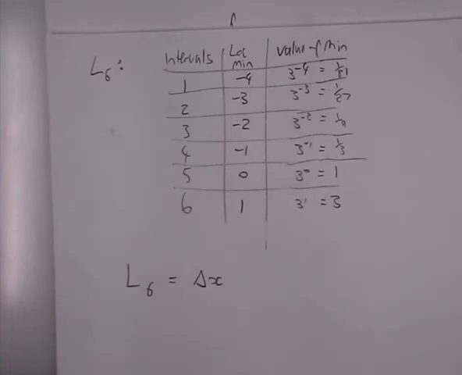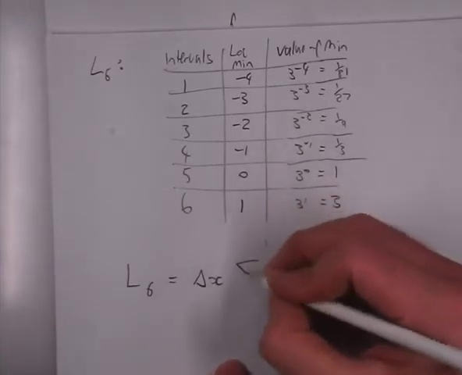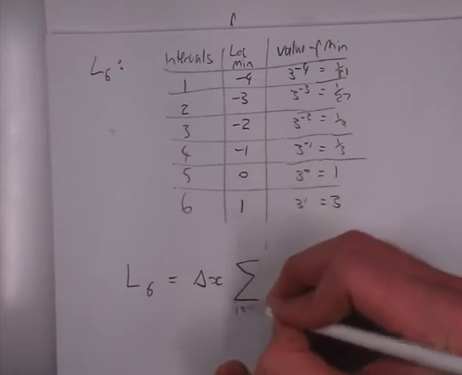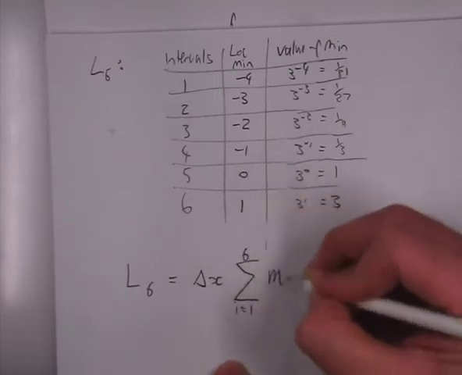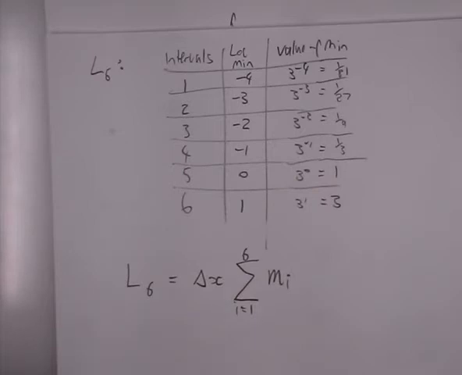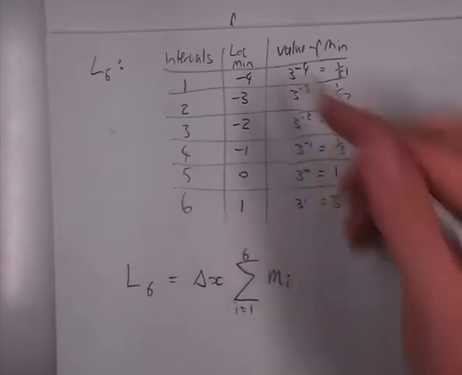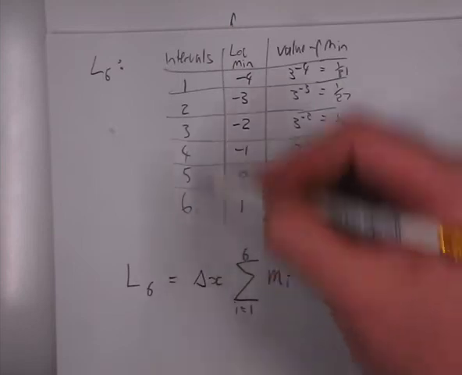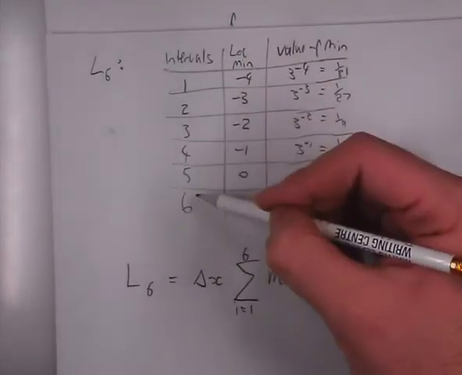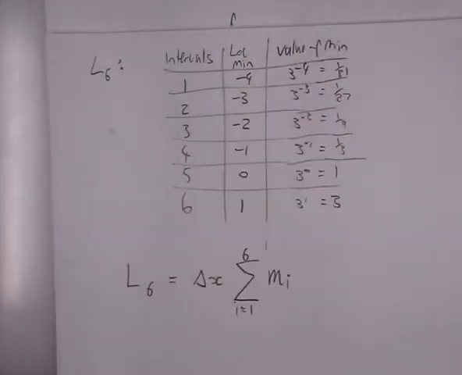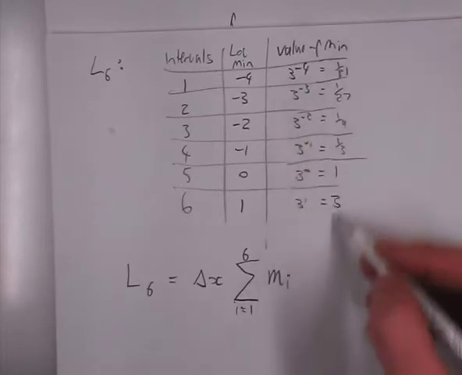Now I haven't written it up to this point, but I want to do it now so that I've flagged that it's a possibility. The sum from i equals 1 to 6 of the minimum value. So small m for minimum and big M for maximum. And it goes from 1 to 6, so that this i is referring to these numbers 1 to 6 here. It's telling you which interval you're in. And this m_i is referring to what's in this column here.